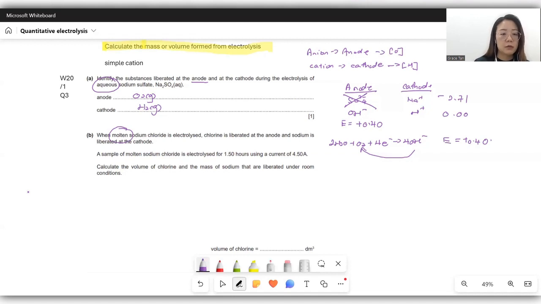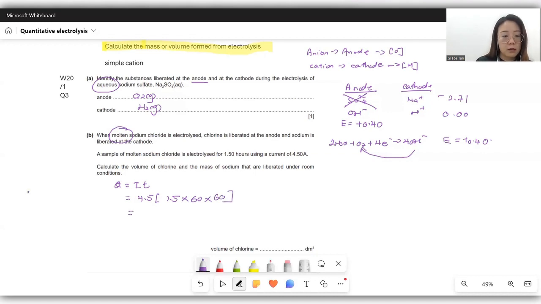A sample of molten sodium chloride is electrolyzed for 1.5 hours using a current of 4.5 amperes. Calculate the volume of chlorine and the mass of sodium that are liberated. Okay, so this is quite straightforward. First, we want to calculate what is the total quantity of charge. So the quantity of charge is defined as the ampere or current multiplied with the time in seconds. So the current we use is 4.5 ampere, and the time that we use is 1.5 hours. We need to change to minutes and change to seconds.